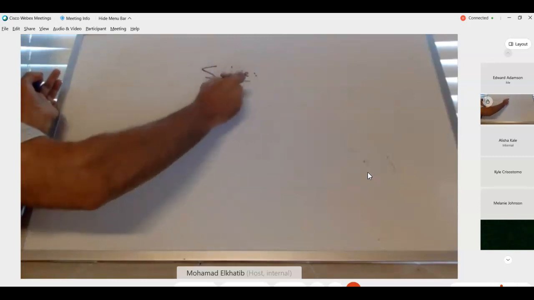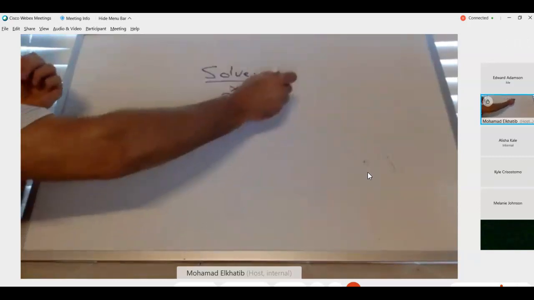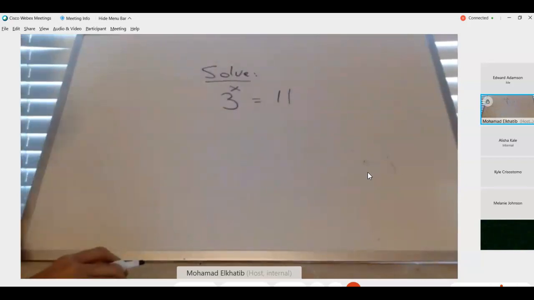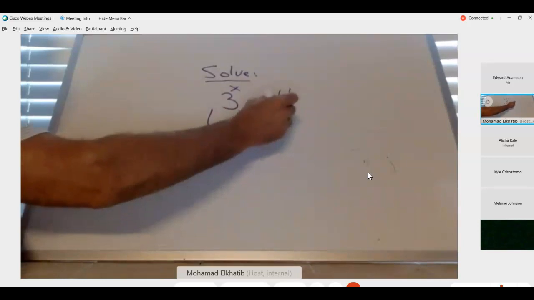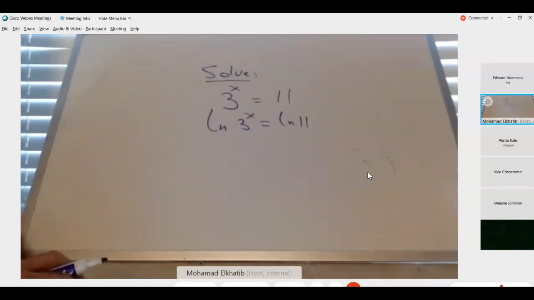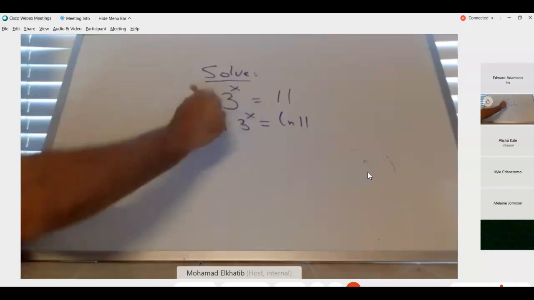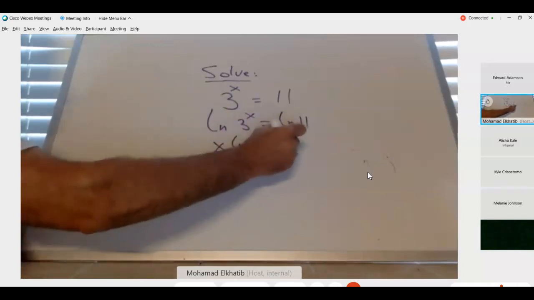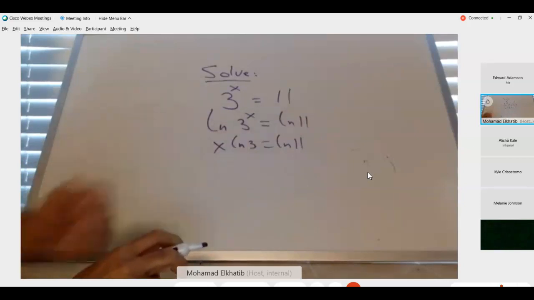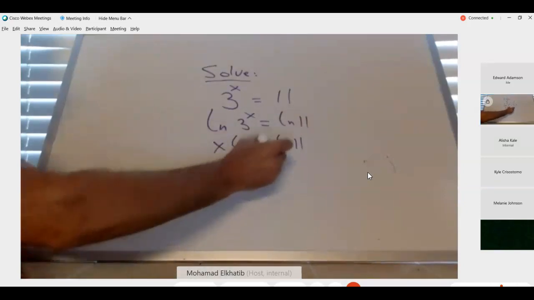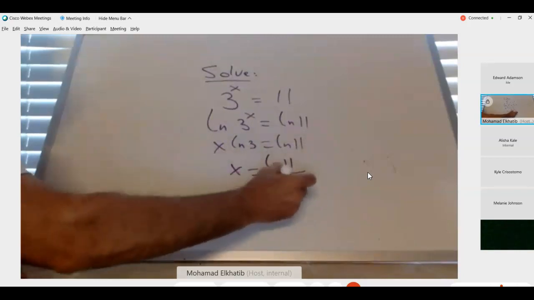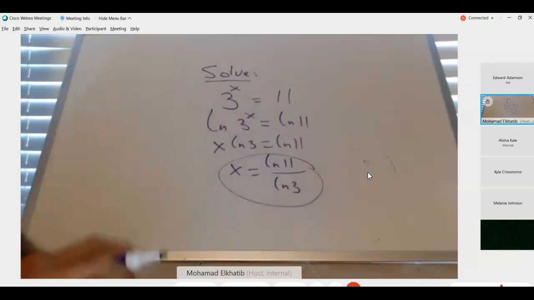Let's say I'm going to solve 3 to the power x equals 11. Can I write 11 as 3 to a power? It's impossible. So what I do, that's when I put ln in front of each one. One of the properties of logs, I bring the exponent to the front. And of course, to get x by itself, you're going to divide both sides by ln 3. And there goes my answer. And if you want the decimal answer, you guys know how to go to the calculator and get the answer.